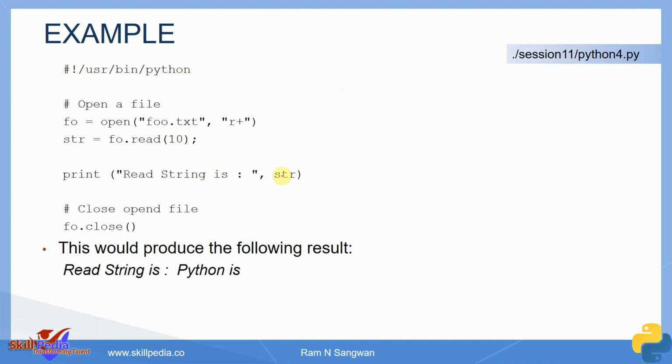This is example Python 4. Open a file, foo.txt, in read plus write mode, because plus means additional: R for read, plus means whatever is the opposite of this. Read 10 bytes into a string, so it will read the first 10 bytes or first 10 characters. The read string is str, so you will get this: Python is, 1, 2, 3, 4, 5, 6, 7, 8, 9, and after that there is a space, and that also is definitely read. Close the open file.